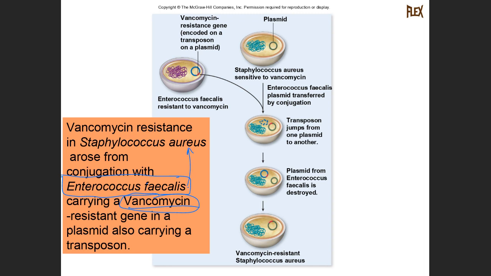So now we have vancomycin-resistant Staph aureus, which is really bad because vancomycin was one of the few antibiotics that can still, in most instances, be expected to kill Staph aureus. And now we have vancomycin-resistant Staph aureus. So that resistance came about through conjugation with Enterococcus faecalis.